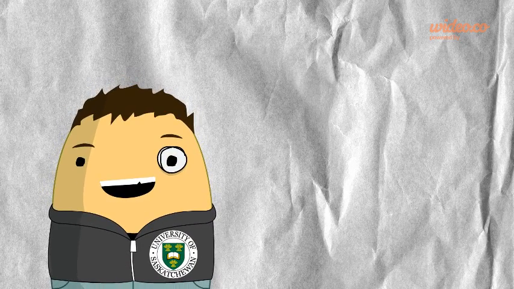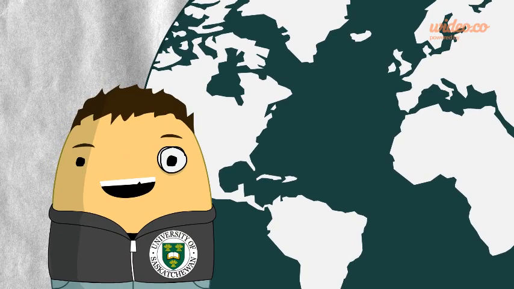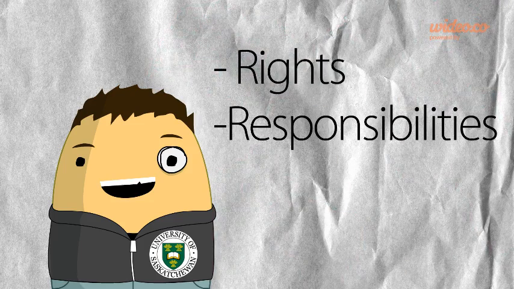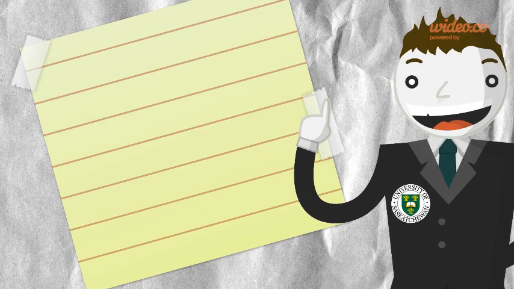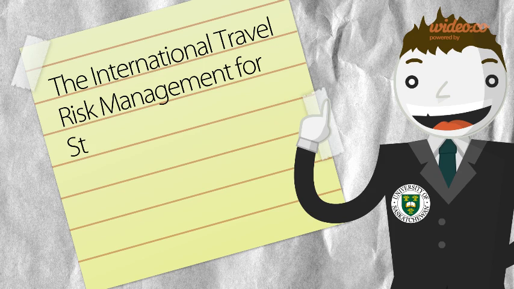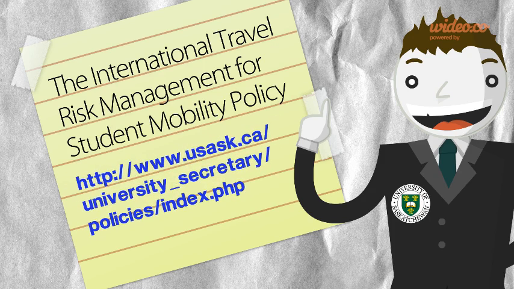You will be considered a U of S student while participating in any international activities that are affiliated with or sponsored by the U of S. This means that you have the rights and responsibilities associated with this status. The University of Saskatchewan has a policy that students must adhere to. The International Travel Risk Management for Student Mobility Policy is available online.